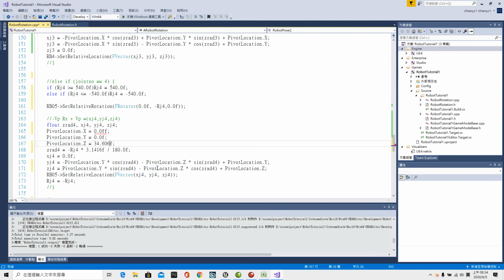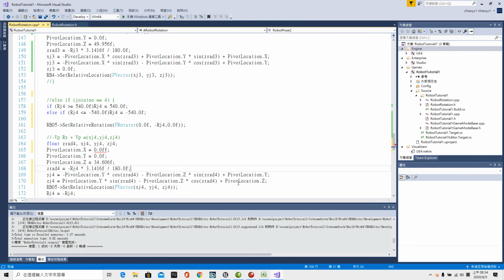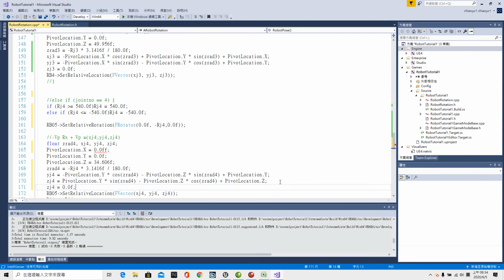Okay, the MZ matrix operation. Let's copy from here. This one, remove first. MZ operation. ZJ4 equal to 0.0f semicolon. Only SJ4 and YJ4 are influent. So SJ4 equal to minus pivot location dot x.